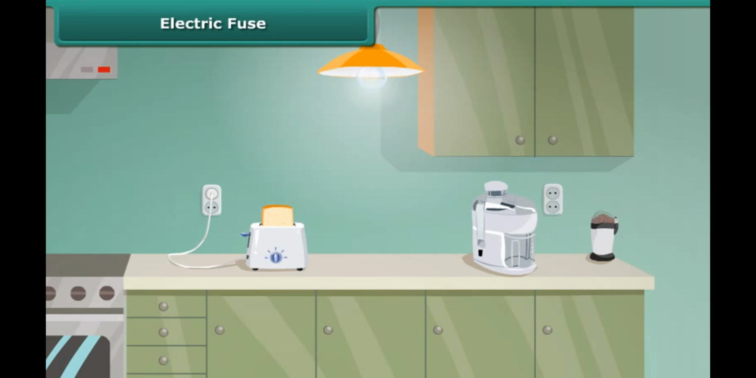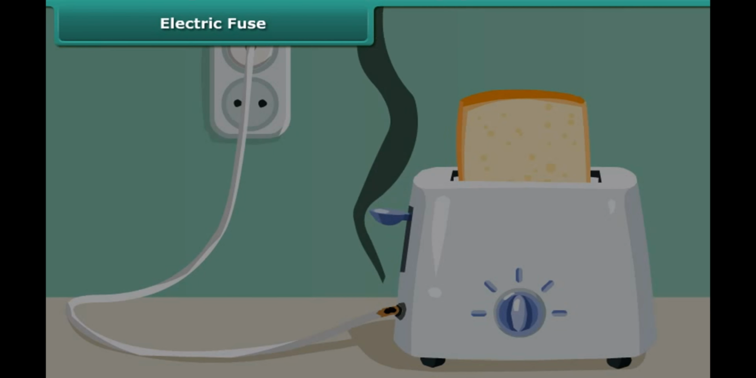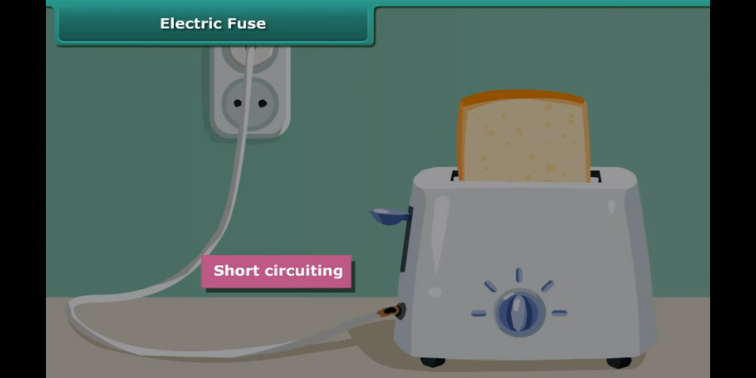Electric fuse. Sometimes you may have seen the situation in your house that the fuse is blown off and the electric supply is cut off. Can you tell the reason for this? This is because of the enormous amount of heat produced wherever there is an excess flow of current due to short circuiting, overloading or insulation failures of appliances.